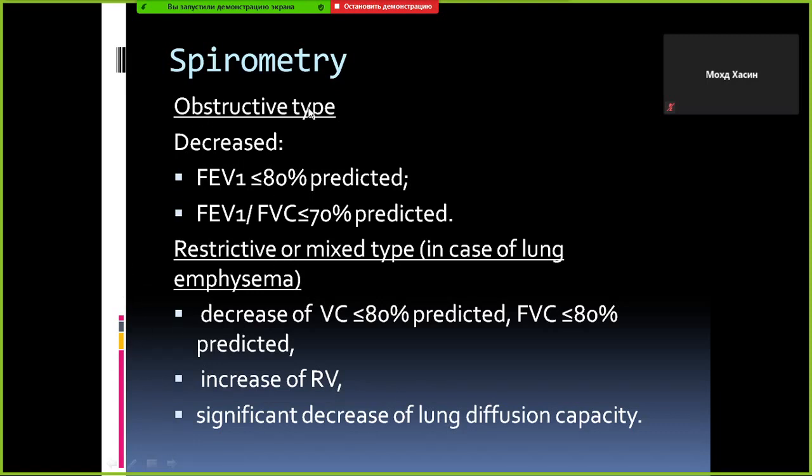Once again, obstructive type of spirometry is characterized by decreased forced expiratory volume in the first second less than 80% of predicted, and by decreased ratio of forced expiratory volume in the first second to forced vital capacity less than 70% of predicted. And restrictive type is characterized by decreased vital capacity and forced vital capacity less than 80% of predicted.